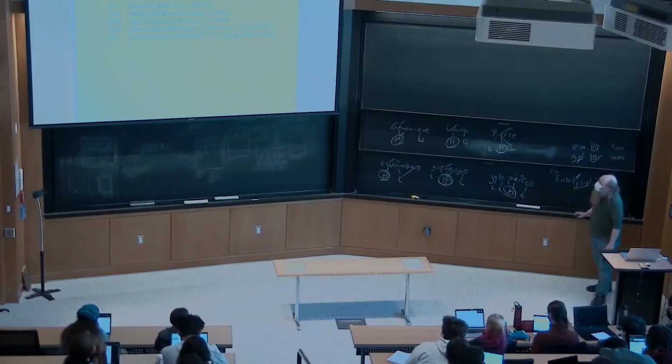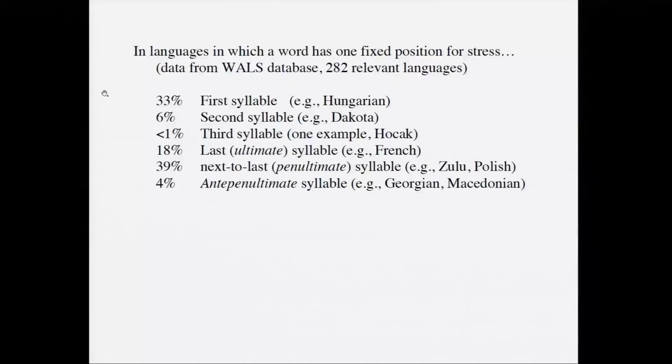In that database, you can see that among languages that have just one place where stress always goes, there are languages where that one place is the first syllable. That's pretty common. About a third of the languages like that do that. The most common type of stress for a language like that is penultimate stress. Languages like Zulu and Polish have stress on the next to last syllable.